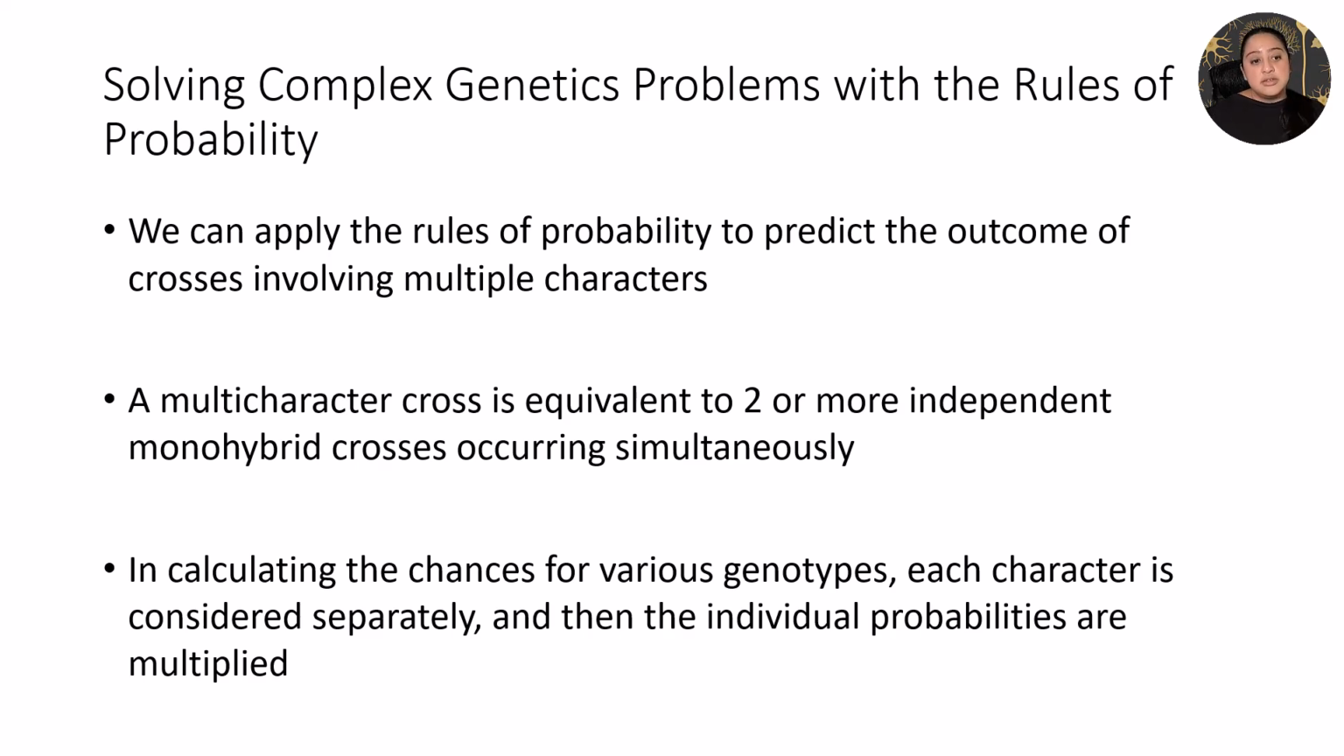So you can do that. You could even do higher crosses, more than dihybrid, if you wanted to multiply it this way. Again, I just prefer it. It's something about the physical thing. So anyway, in calculating the chances for various genotypes, each character is considered separately. So again, first, the yellow versus green character, and then the other character of the pod shape. And then the probabilities are multiplied.